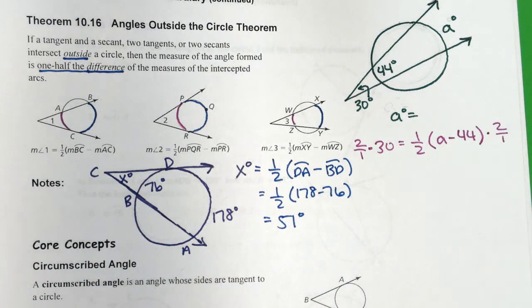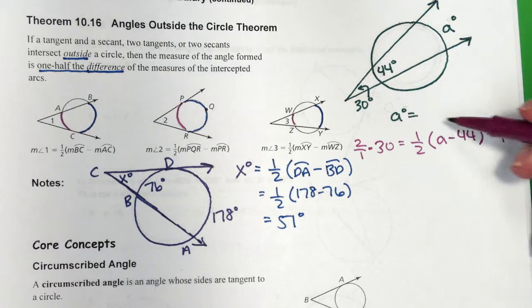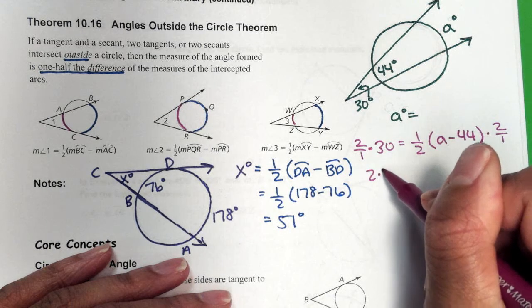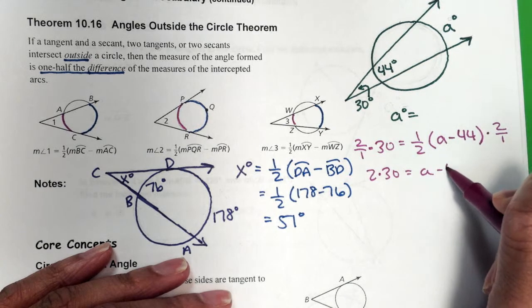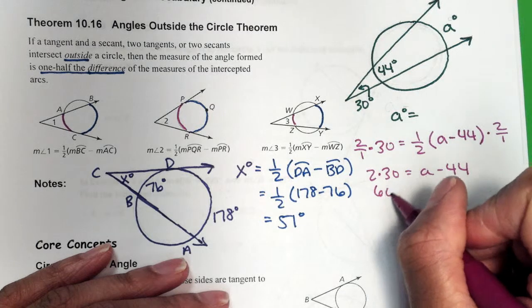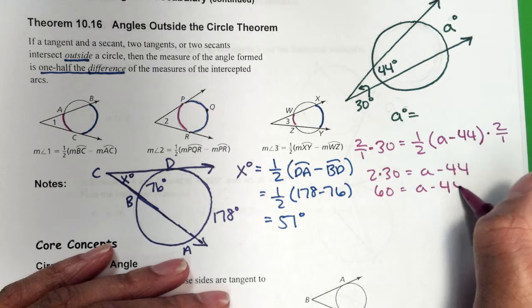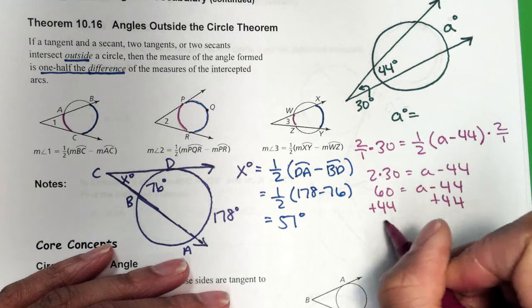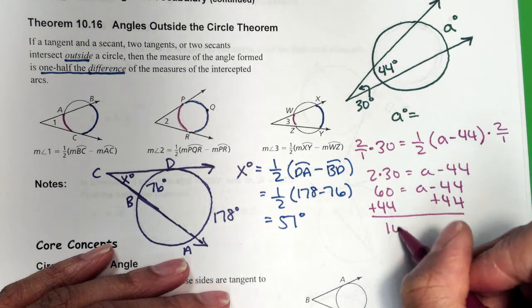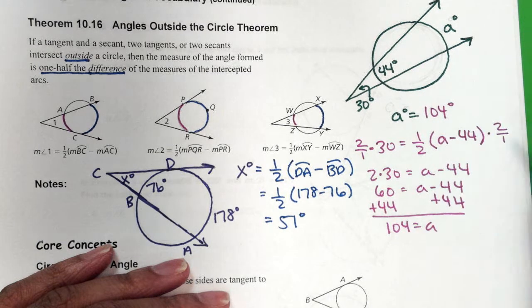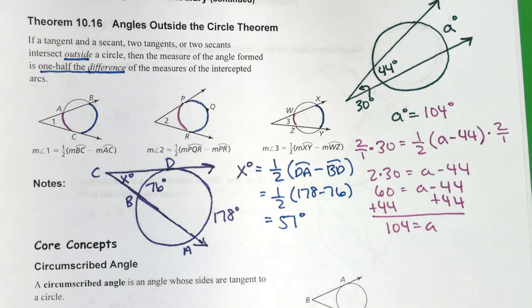No, you do not have to distribute. If you distribute that 1/2, it'll make your algebra a little bit more complicated. So now I have 2 times 30 equals A minus 44. And 2 times 30 is 60. I'm going to add 44 to both sides. So I have 104 is equal to A. So A is 104 degrees. Okay, so that completes those 2 examples.